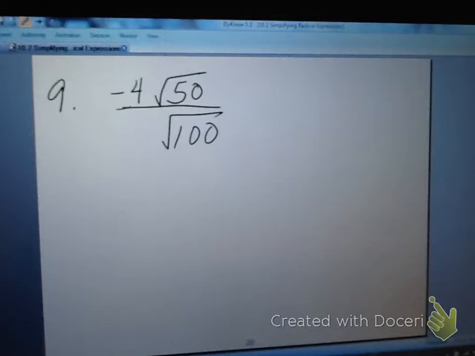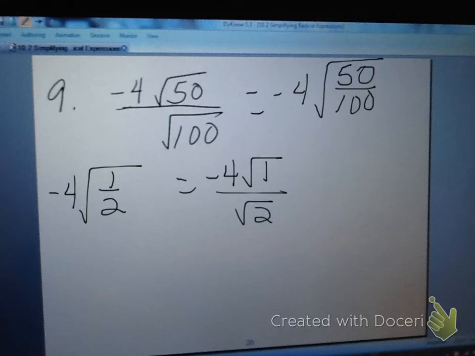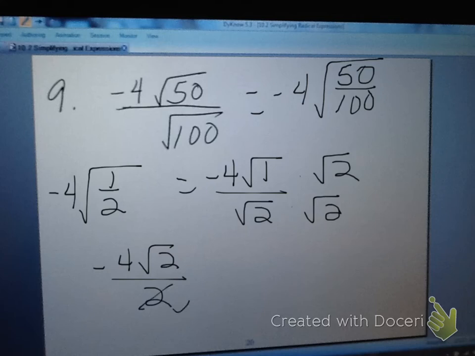Number 9. Okay, I think I did this problem already, but I'm going to do it again a different way. I'm going to reduce it. I'm going to put it all over one radical, and I'm going to reduce to 1/2. So that's -4 square root of 1/2. That's -4 over the square root of 1 over the square root of 2. I have to rationalize the denominator. So that's -4 square root of 2 over 2. Simplify. So that's negative 2 square root of 2, and that is your answer. And that is it.